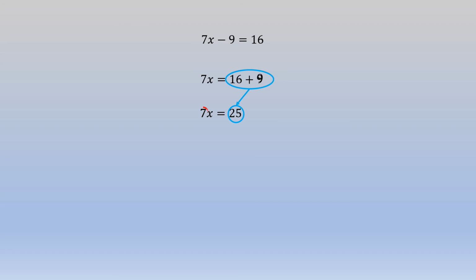Now we have this 7 which is multiplying x. Now what do we do with this? What we do is we take this 7 underneath and divide 25, because we need to keep only the variable on the left hand side. So we get x equals to 25 by 7, which can further be written as x equals to 3 4 by 7, which is our final answer.